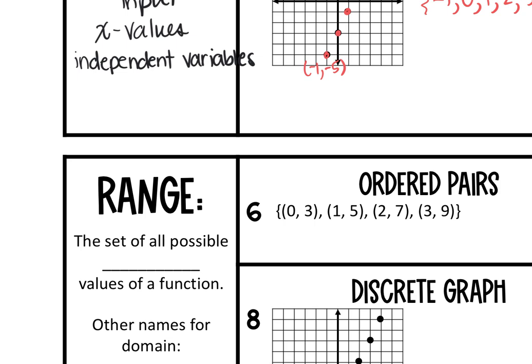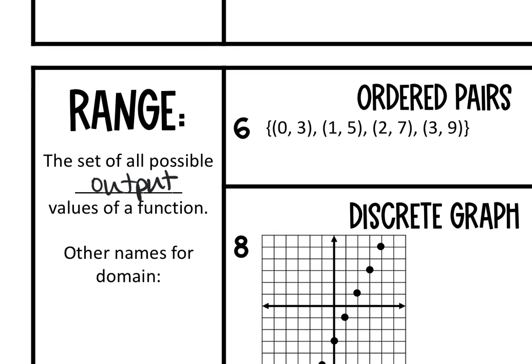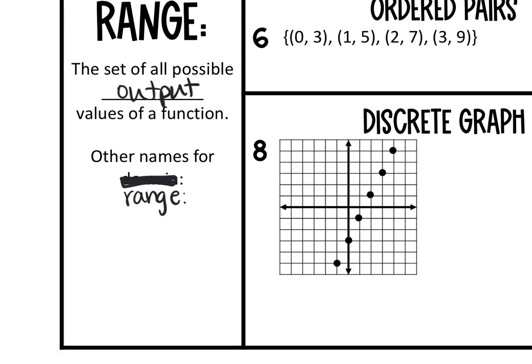We will fill in this blank. Again, this is all your possible output values of the function. And then I have a typo. Sorry, team. This is supposed to be all other names for range. Obviously not domain again. All different names for range, two of which we've written a couple times. So you've got output and the y values.